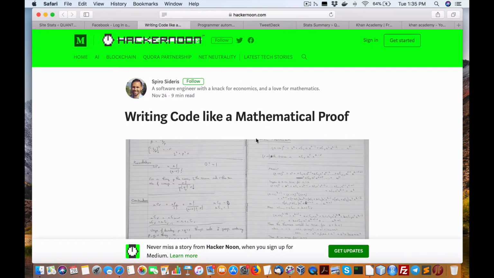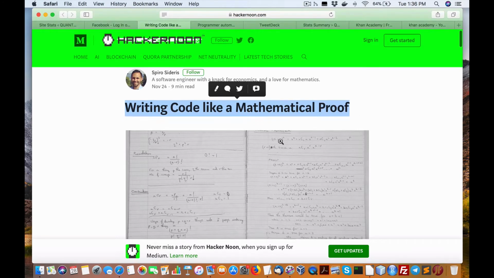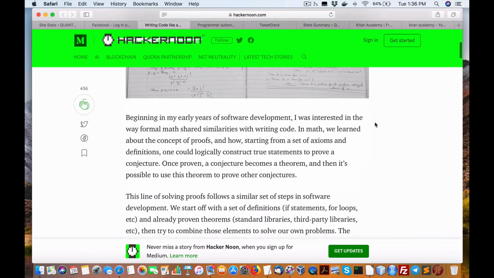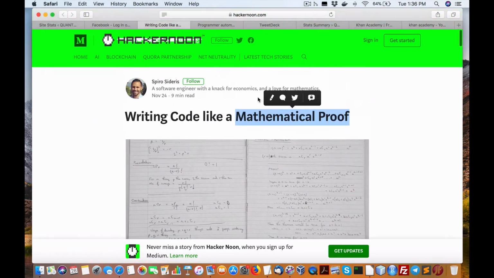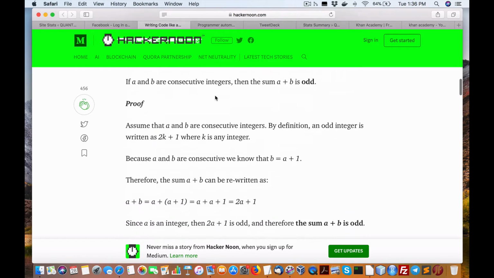Just talking about things like writing code like a mathematical proof. Now, if you're like me and wanting to get into quant, you better get to a level of being able to write your own mathematical proofs. I'll get to that in a minute. But basically, what this article is suggesting is how to do that and the importance of it.